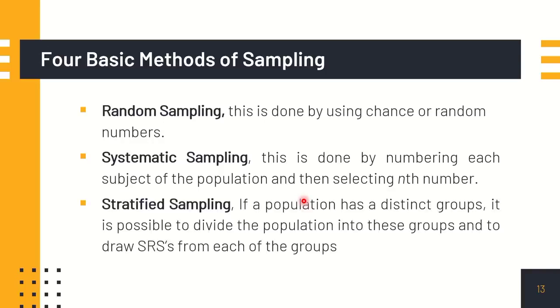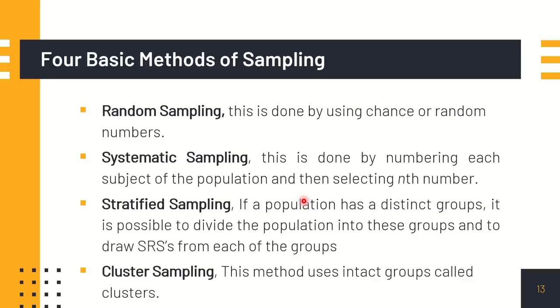Next is stratified sampling. If a population has distinct groups, it is possible to divide the population into these groups and take a simple random sample, or stratified random sampling, from each of the groups. And lastly is cluster sampling. This method uses intact groups called clusters. When the scope of your research is large and wide, therefore, we use cluster sampling.